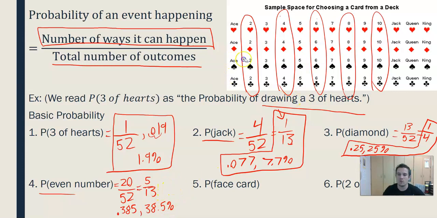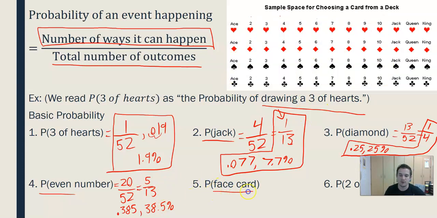I'll do one more example here. The probability of drawing a face card. If you don't know what a face card is, that means one of these with a face on it, so a jack, a queen, or a king. So there are 3, 6, 9, 12 face cards out of a total of 52 in my deck. So there's a 12 in 52 chance of drawing a face card. If I write that as a fraction, that's 3 out of 13.